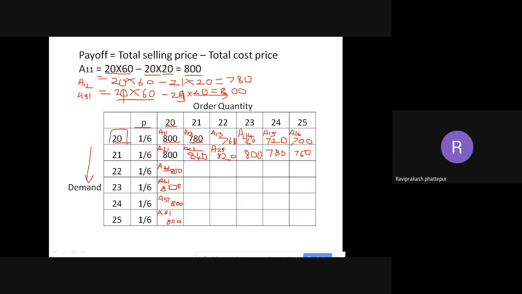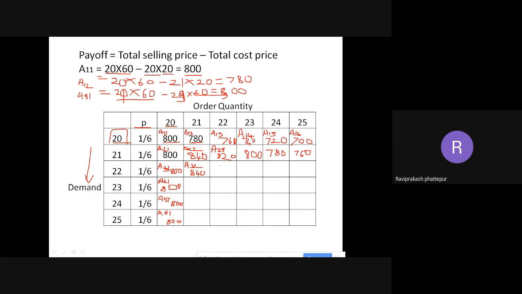So next, who can tell me A32? What will happen now in A32? I am ordering 21, but my demand is 22. What will happen now? 900? 880? Just check. I am ordering 21. So it will be 880, sir. 21 into 20 will be how much? 840.